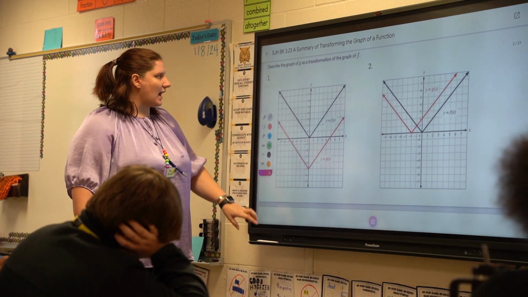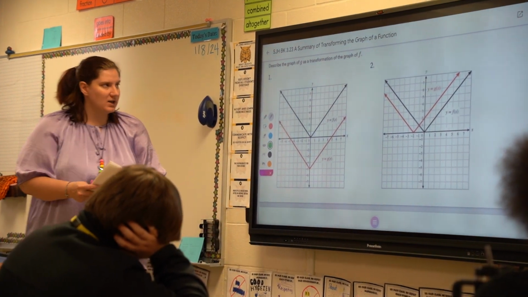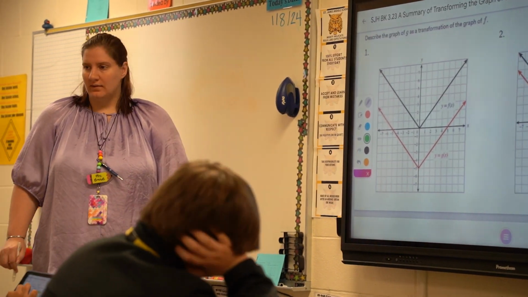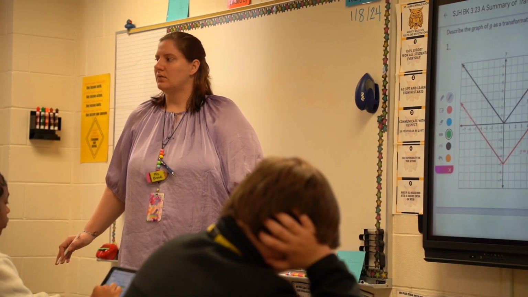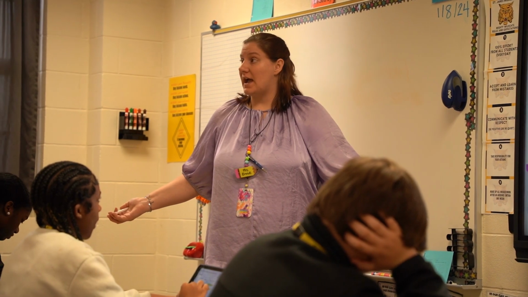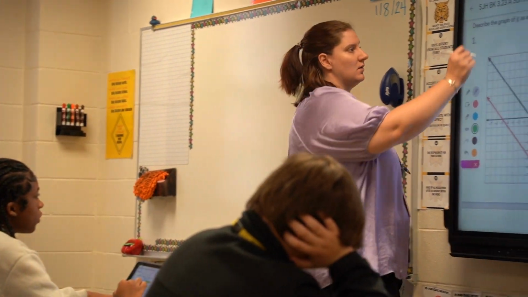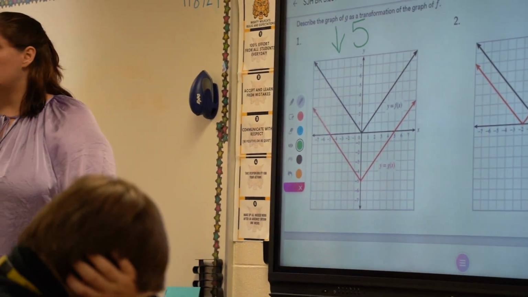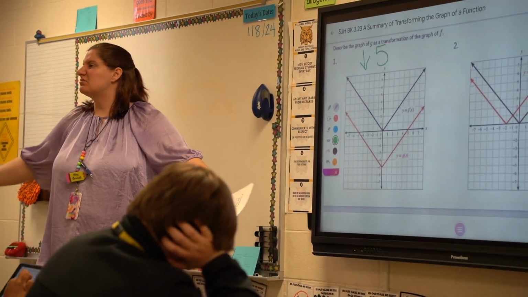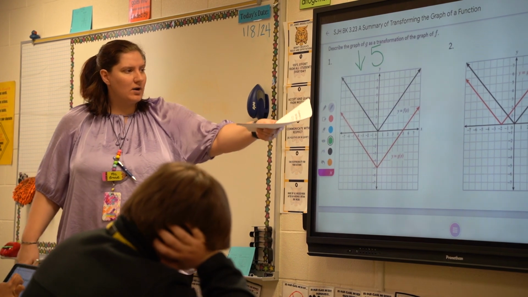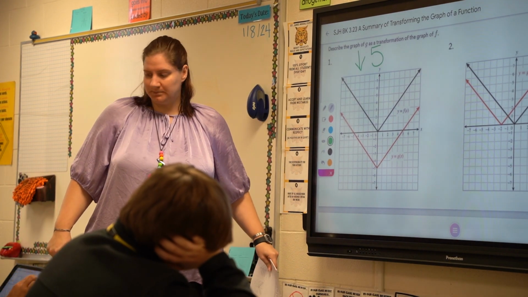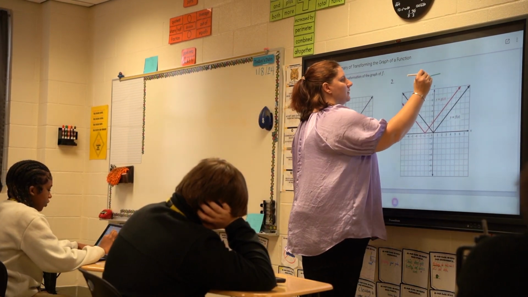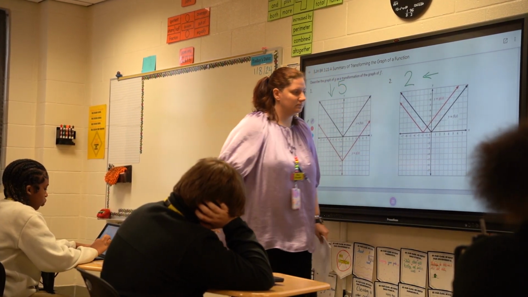Okay? So let's look at this fluency real quick. We just want to describe the graph of g as a transformation of the graph of f. So looking at number 1, what happened? It went down. How many? 5. Went down 5. Okay, we're not writing the equations yet. We're just describing what happened. What about number 2? Went to the left. How many? Went to the left, 2.